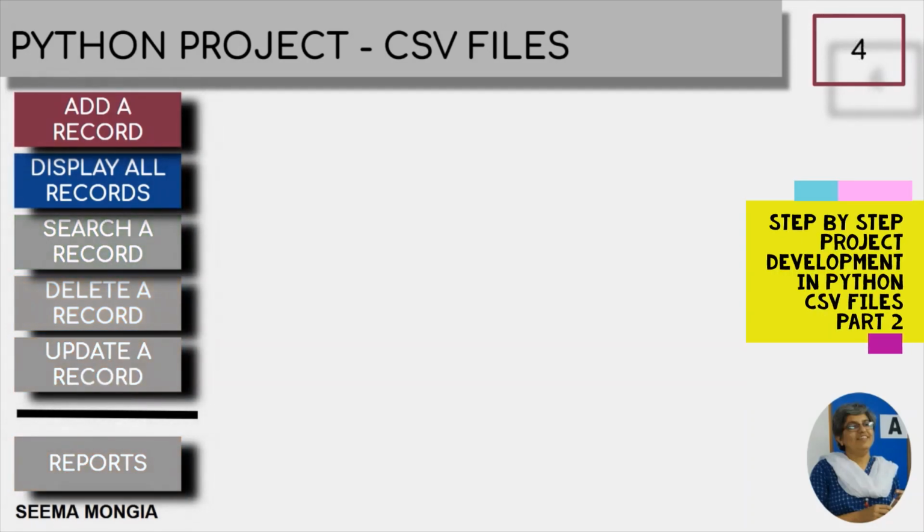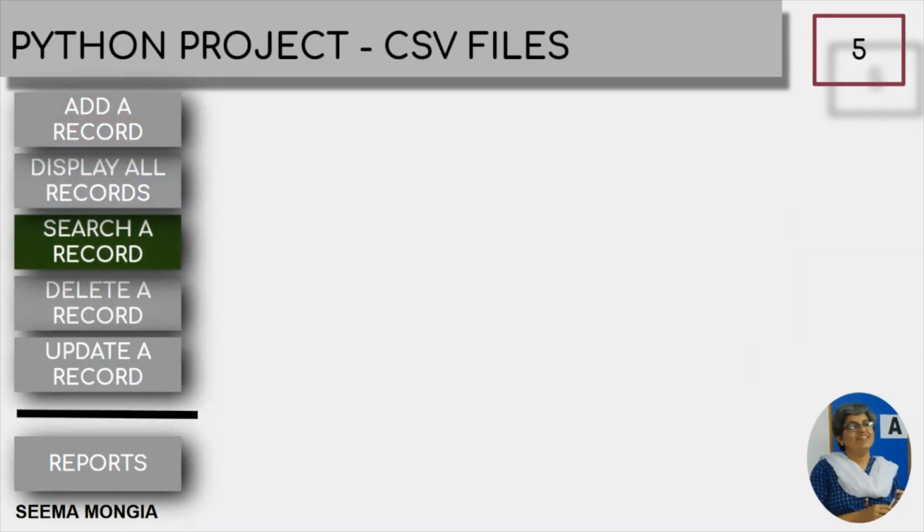We have already discussed these two functions in video part 2. Please watch that video for understanding the concept. Today we are going to discuss another module, that is searching a particular record in a CSV file. For searching a particular record in a CSV file, we will take the help of the module which we have already learned in displaying the record.